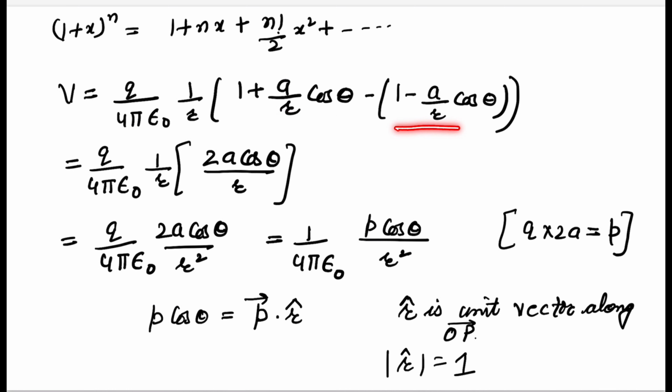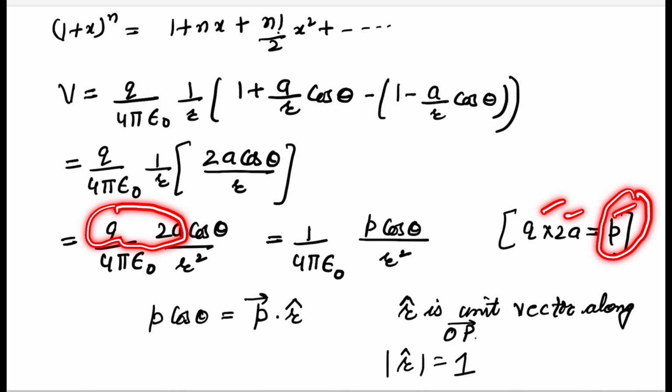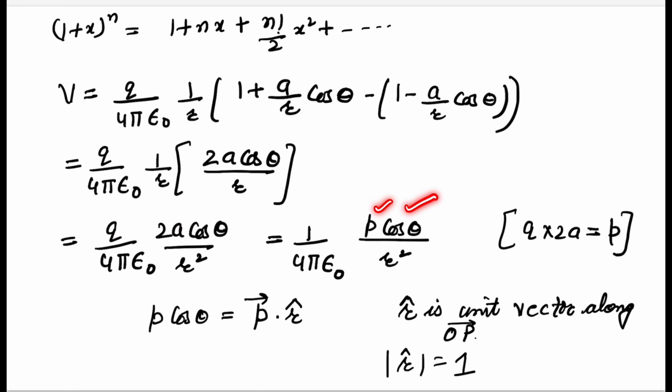Similarly, for the second term, you will get this. On simplification, 1 and 1 will cancel out. You will get 2a cos theta by r. In the denominator, r and r get multiplied, which gives you r square. Then q into 2a is called the dipole moment, which is represented as p. So it is p cos theta. This q into 2a is written as p. So it is p cos theta.